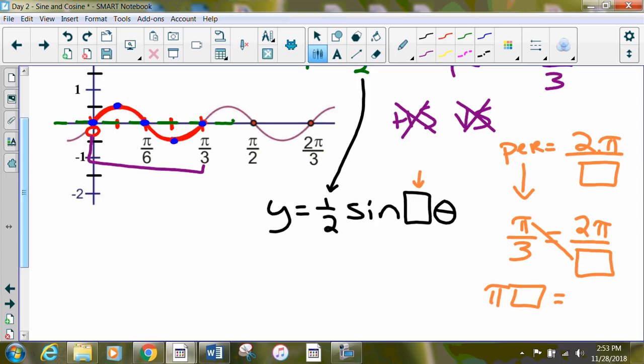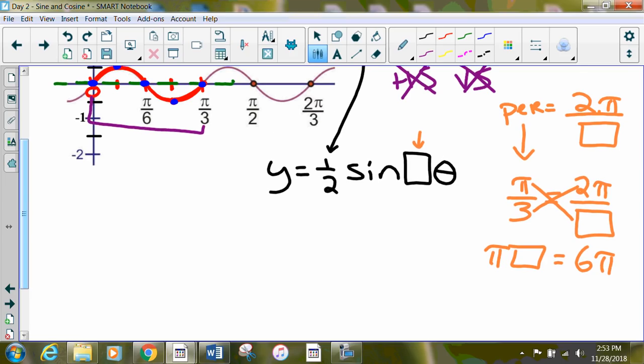Yes, we could be using x. I don't know why I like a box. It just makes sense for me to do it this way. And then we cross multiply. 3 times 2 pi is 6 pi. And then to solve for the mystery box, we divide both sides by pi.